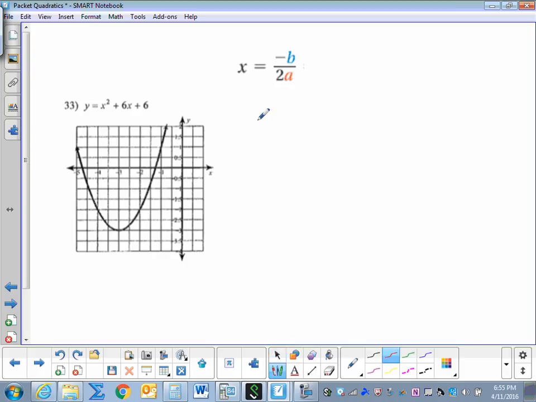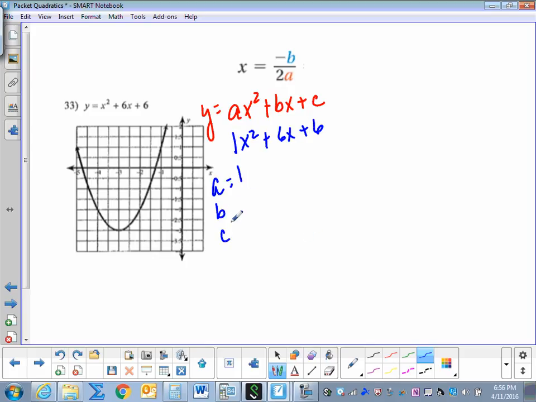So we're first going to use this equation for the axis of symmetry to find the x value of the vertex, and then use that to find the y value of the vertex. As you recall, y equals ax squared plus bx plus c is our standard form. The equation I'm working with now is x squared plus 6x plus 6. So let's identify a, b, and c. a, the leading coefficient, is 1, b is 6, and c is 6.